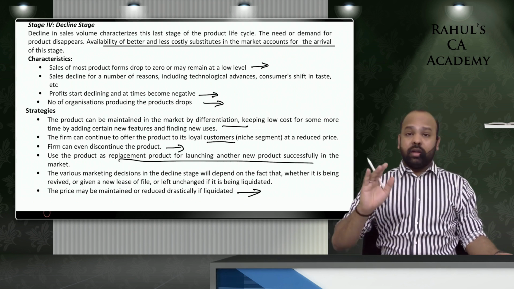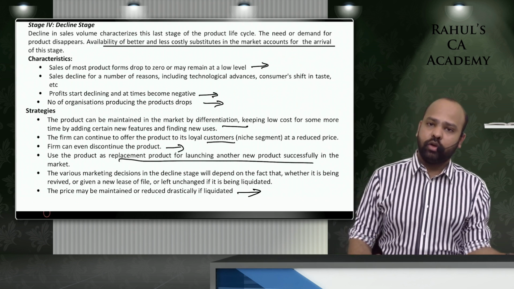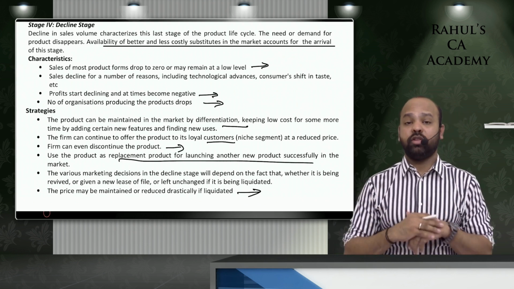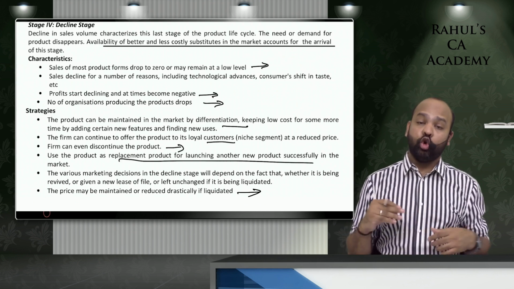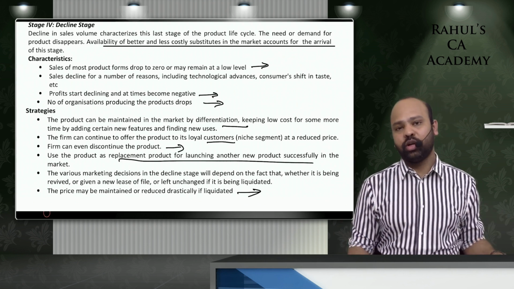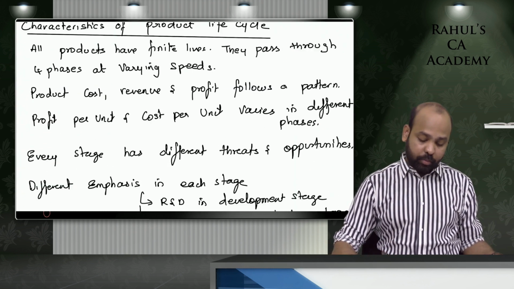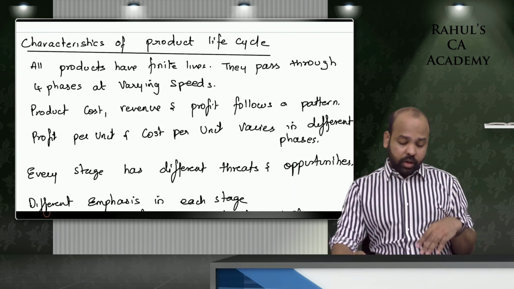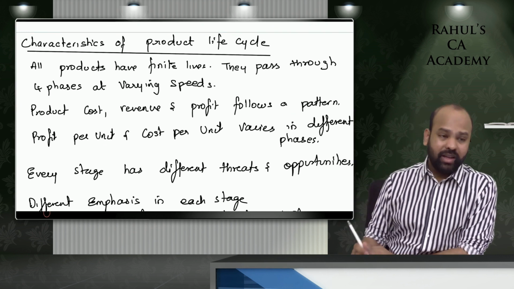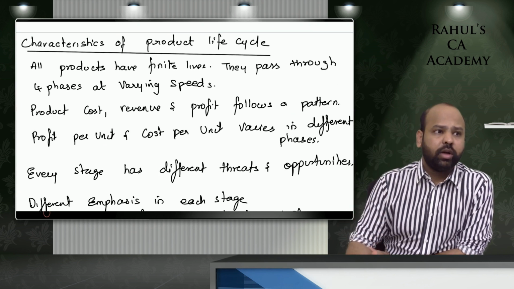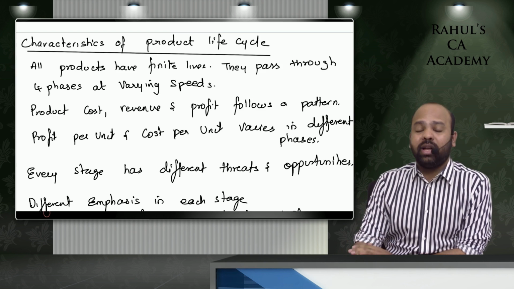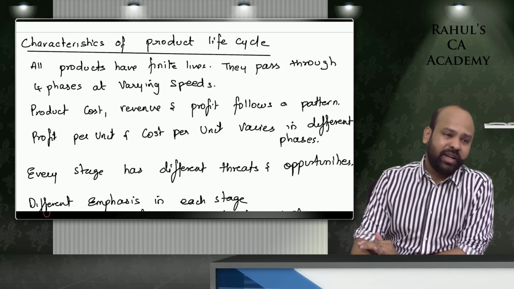Okay, guys. This is about the 4 stages of the product life cycle. Understand the importance of life cycle costing, guys, about knowing how your selling price per unit, cost per unit, and profit per unit will change. Understand the different features and strategies under different product life cycle stages. So the characteristics of the product life cycle, guys, I have just spoken about all of this, beta. Now I told you, beta, that all products will have finite lives. They will pass through different phases.